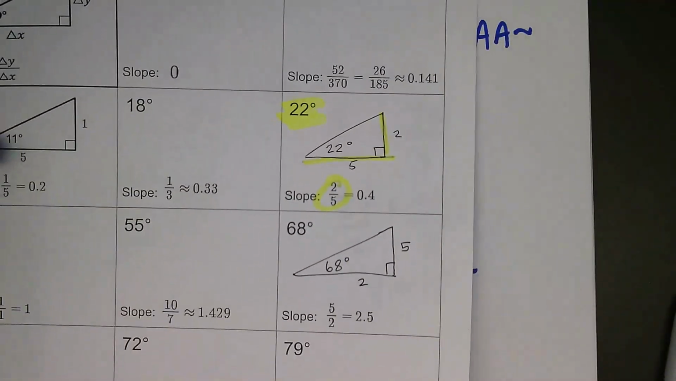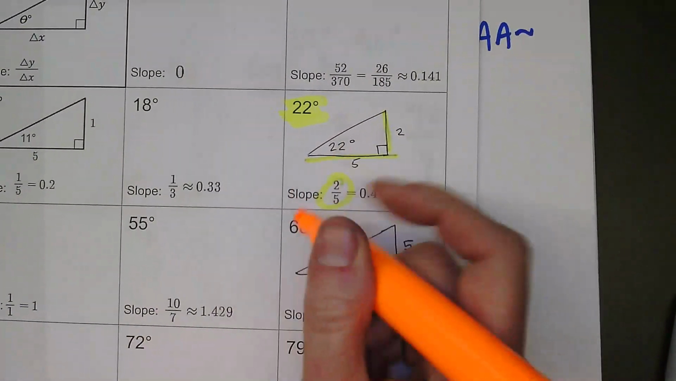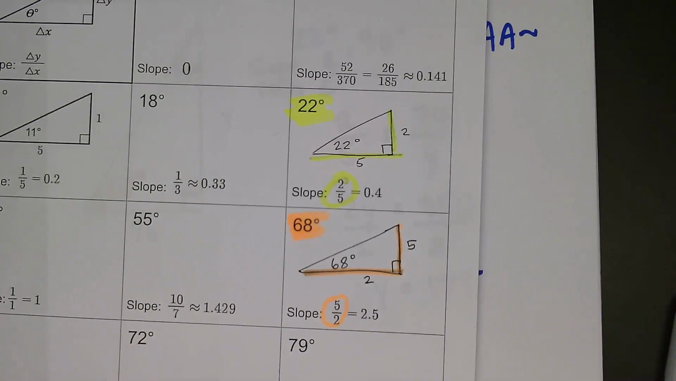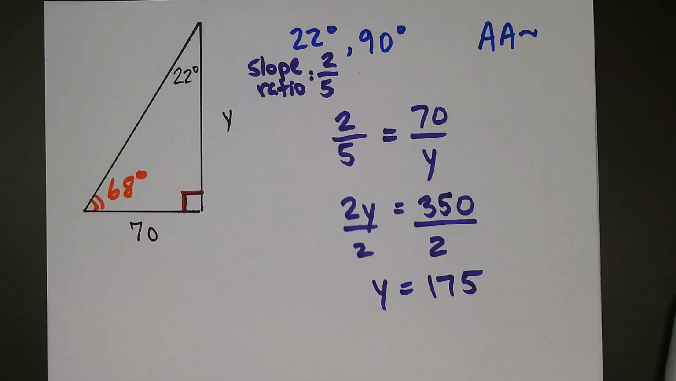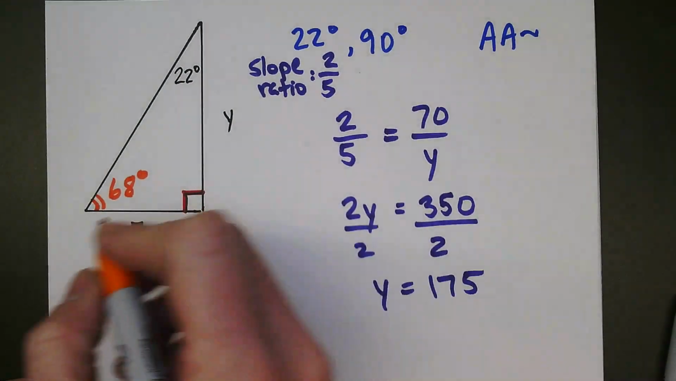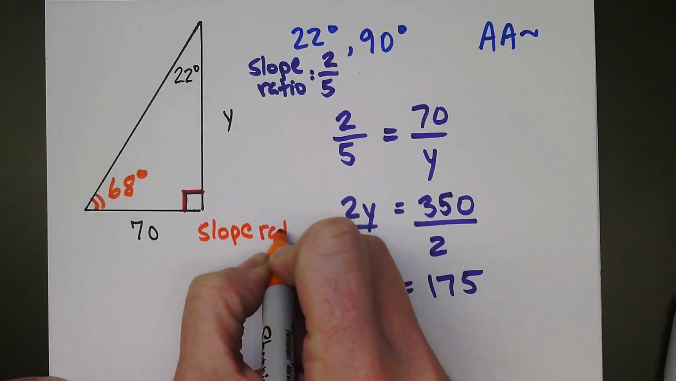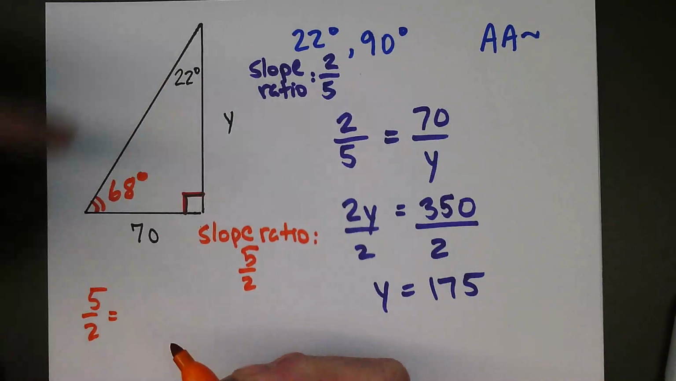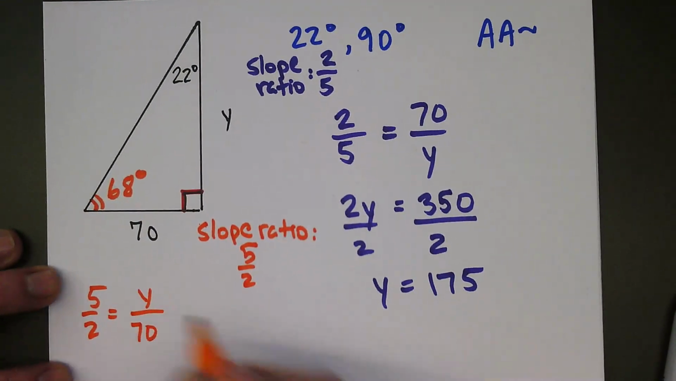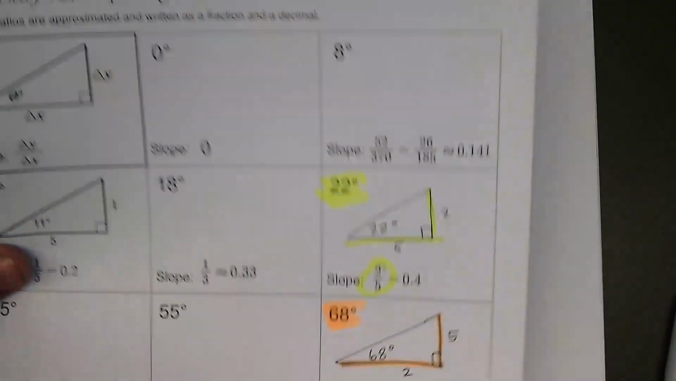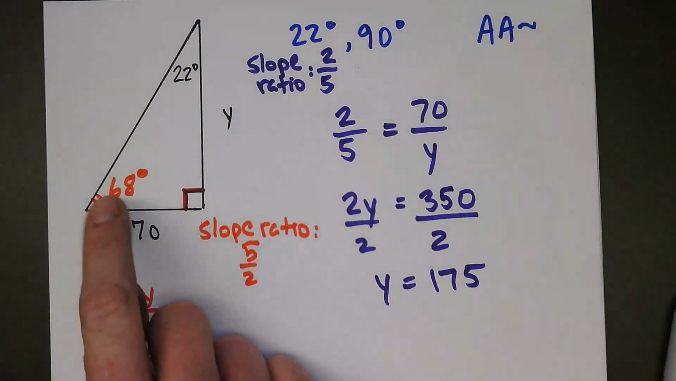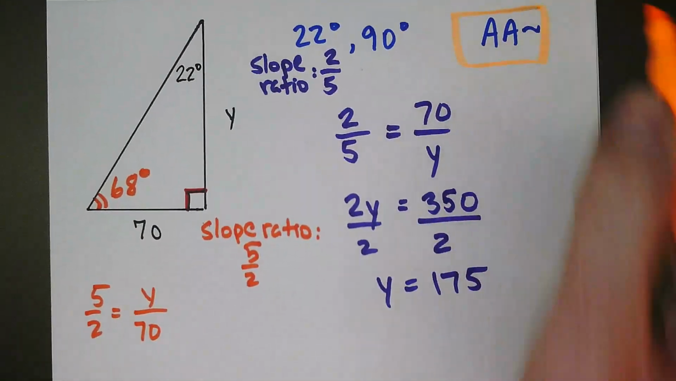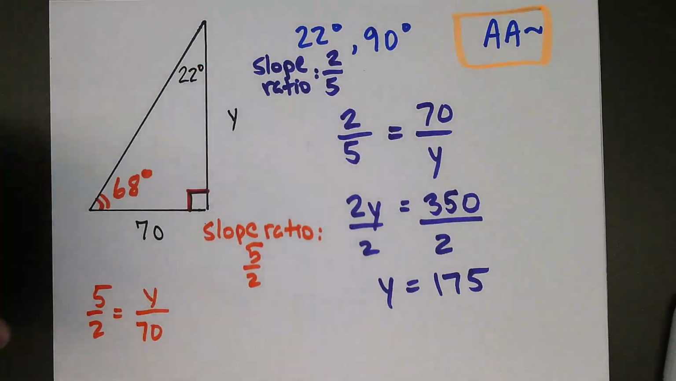So I could do the same thing and go to my 68-degree angle here, and I can just steal from this table the slope ratio, the rise over the run, 5/2. So from 68 degrees, my slope ratio is 5/2. So I take my 5/2, and I can set that equal to y/70. And again, the reason that I can do that is the slope ratio comes from a triangle that has a 68-degree angle and a right angle. Well, this has a 68-degree angle and a right angle. So because of angle-angle, those two triangles are similar, which means their sides are proportional, which means I can set up one slope ratio equal to another.